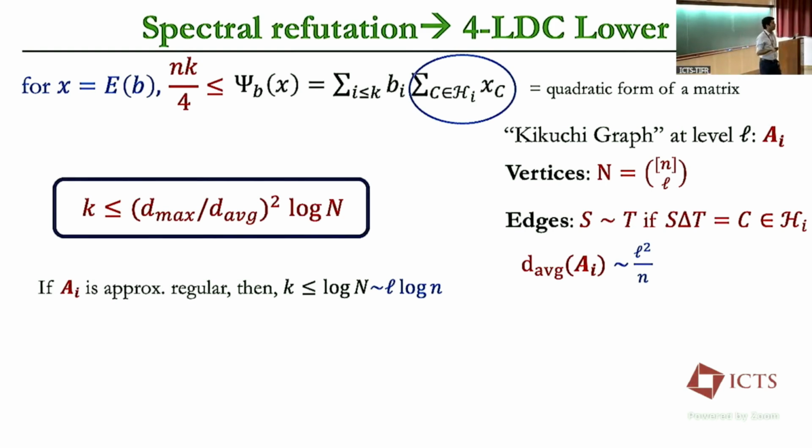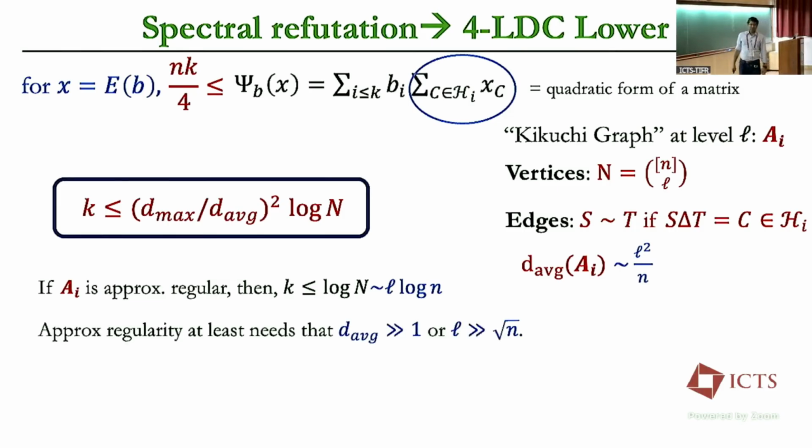So L square over n needs to be at least 1. So L needs to be at least square root of n. Okay? So, it seems like I get a better lower bound if L is smaller, but the lower bound doesn't make sense unless L is at least root n. So the L I should use should be root n, and I get k is at most root n, or n is at least k square.